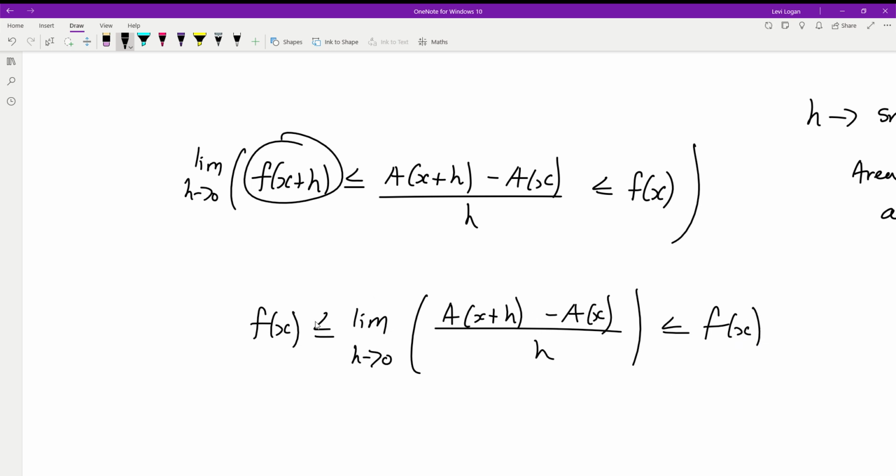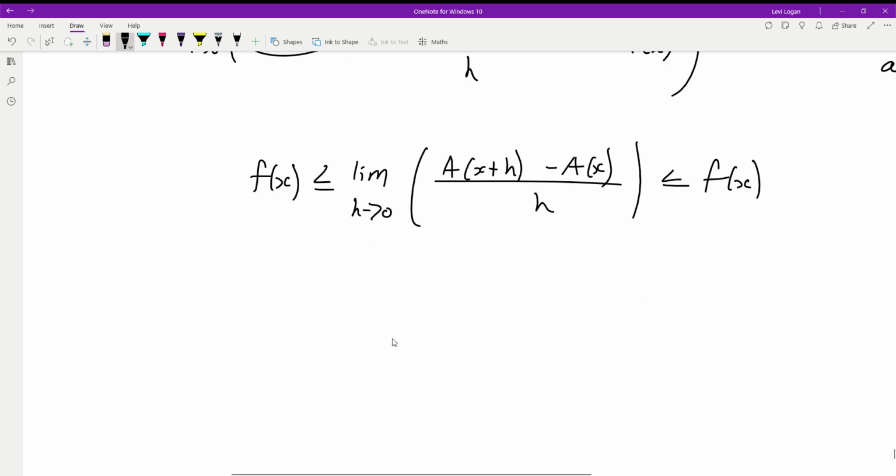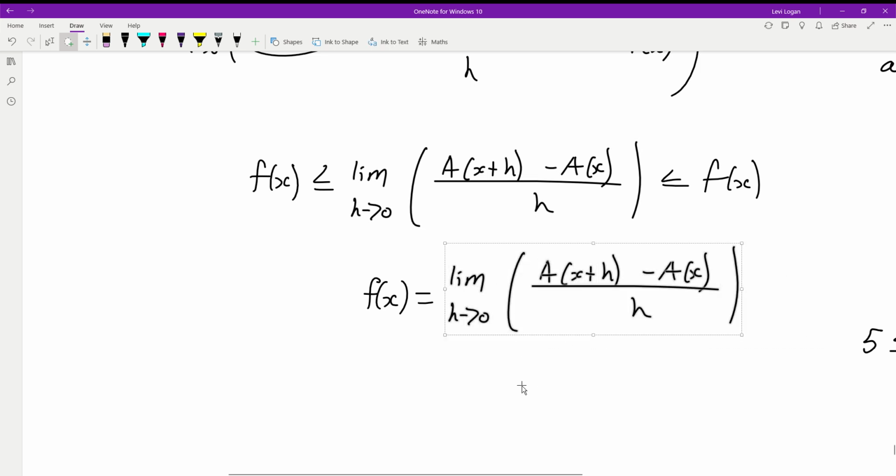Now, if something is greater than or equal to something, and less than or equal to the same thing, it must be equal to it. So in other words, if 5 is less than or equal to x, but x is less than or equal to 5, that means x must be 5. So in this situation, f of x must be equal to that little bit in the middle. So f of x is equal to this entire expression here. I'm going to copy that and paste it. Ta-da. And hopefully you'll see this is the derivative of A of x.